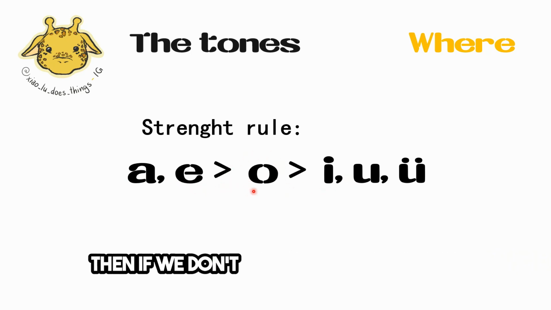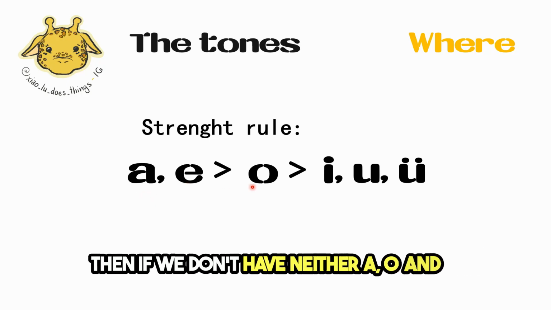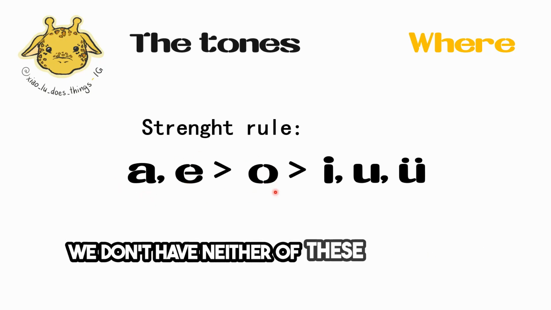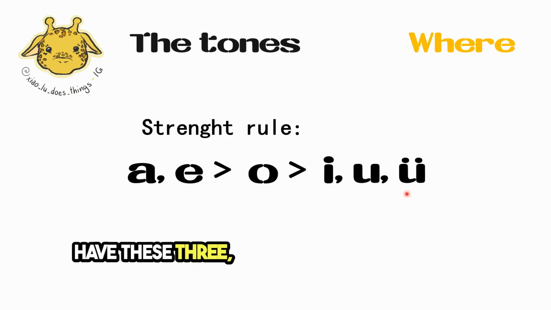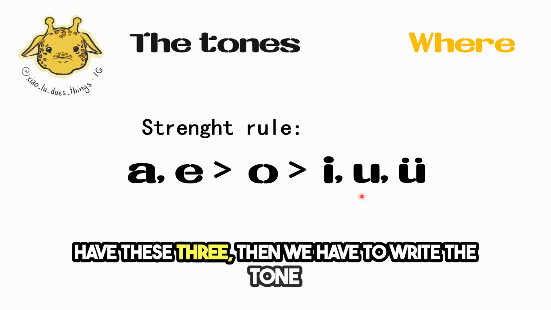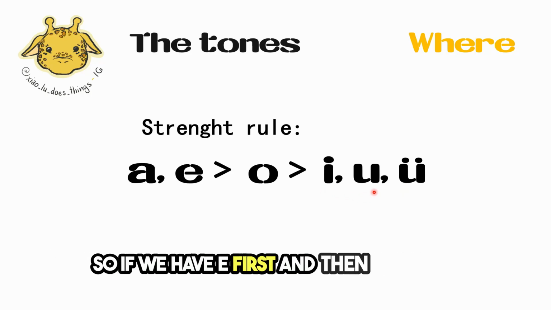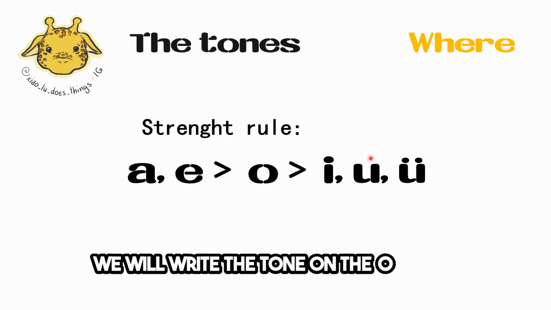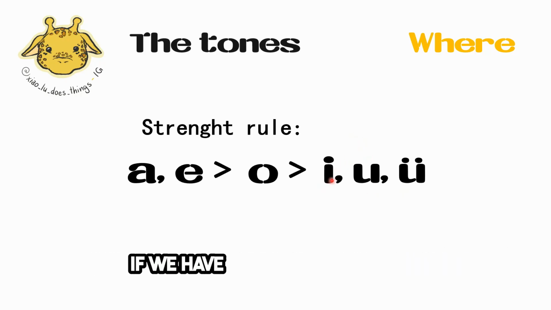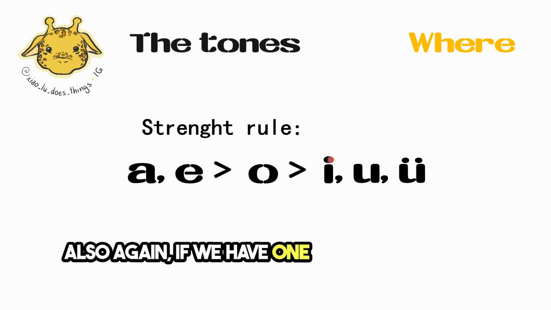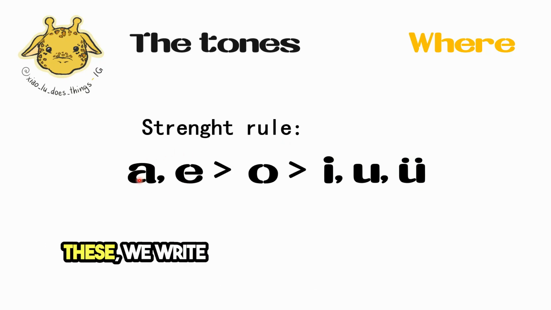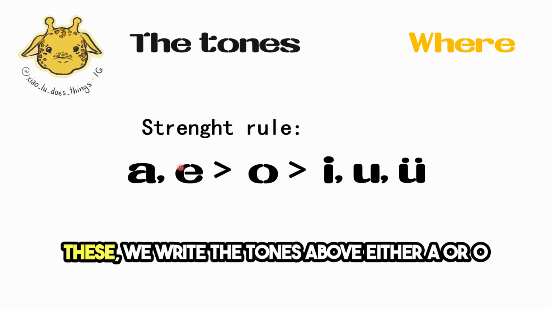Then, if we have neither A, E, nor O, and we only have these three, then we have to write the tone on the last vowel in the syllable. So if we have I first and then U, we will write the tone on the U sound. If we have U first and then I, we will write the tone above the I. So on the last vowel we have in the syllable. Also, again, if we have one of these together with one of these, we write the tones above either A or O or E.